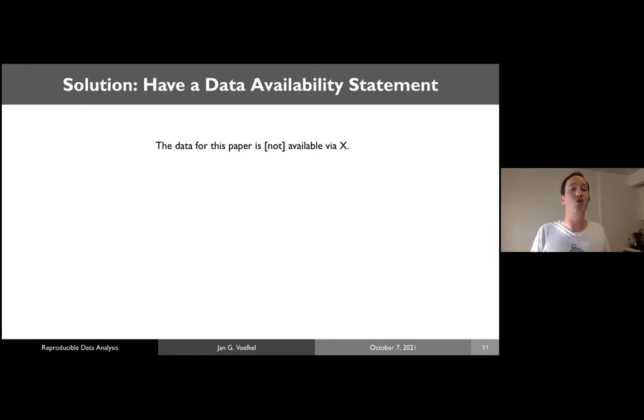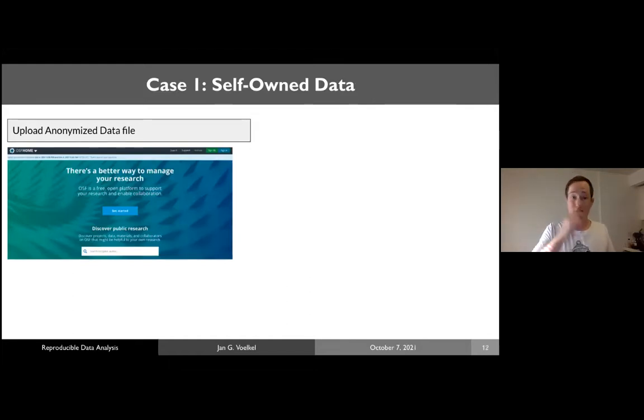It's also great if, for good reasons, you might not be able to share the data for your paper, to say very clearly that the data for this paper is not available. You'll probably not say via X, but rather that I work together with a partner organization and they own the data and do not allow me to share it, or there are anonymity concerns. There are good reasons, but it's important to state this very clearly. All right, so let's go through this.